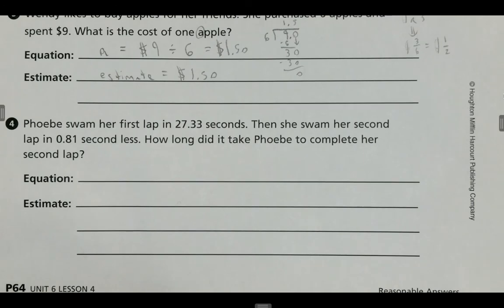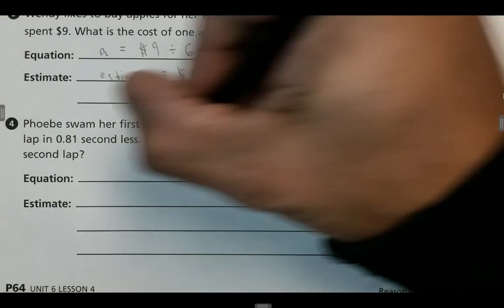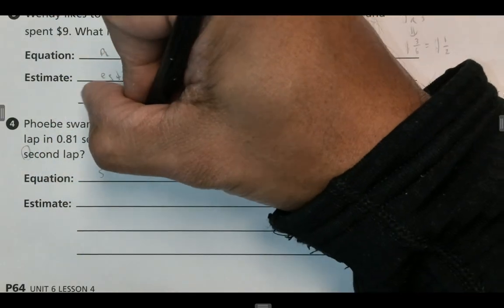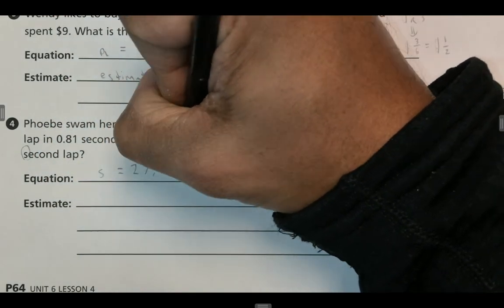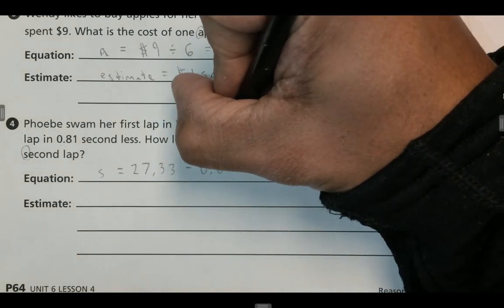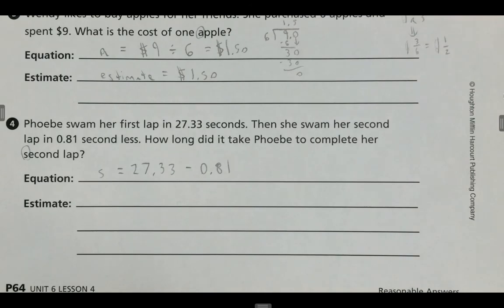Number 4, Phoebe swam her first lap in 27 and 33/100 seconds. And then she swam her second lap in 81 hundredths of a second less. How long did it take Phoebe to complete her second lap? Well, let's see. My variable S is going to be the time from the first lap minus how much she improved, how much quicker she was in the second lap.